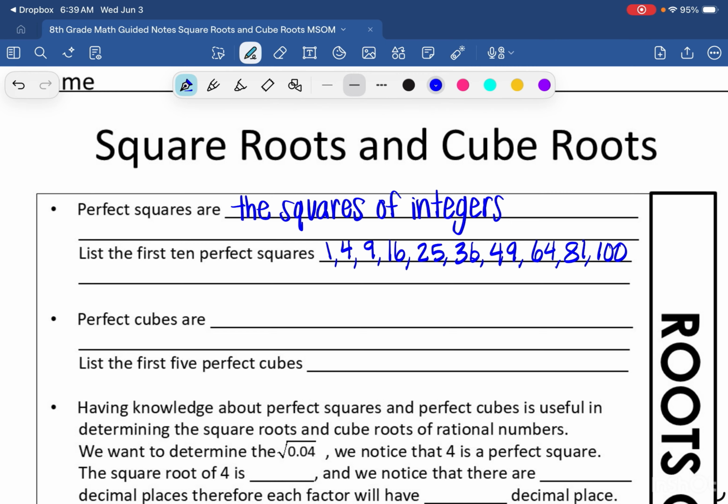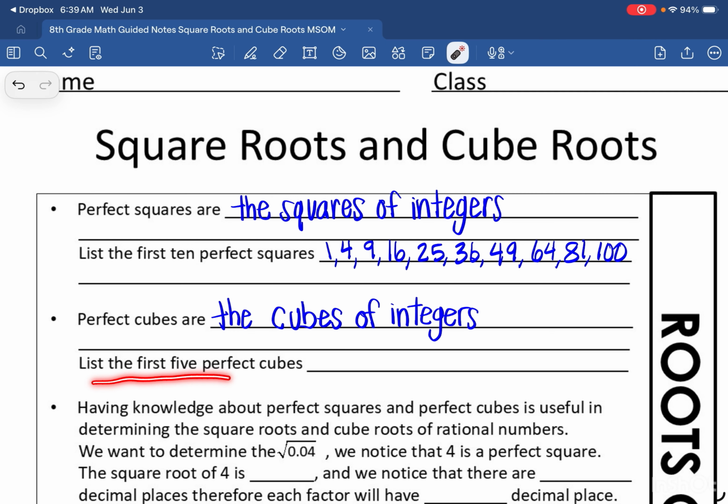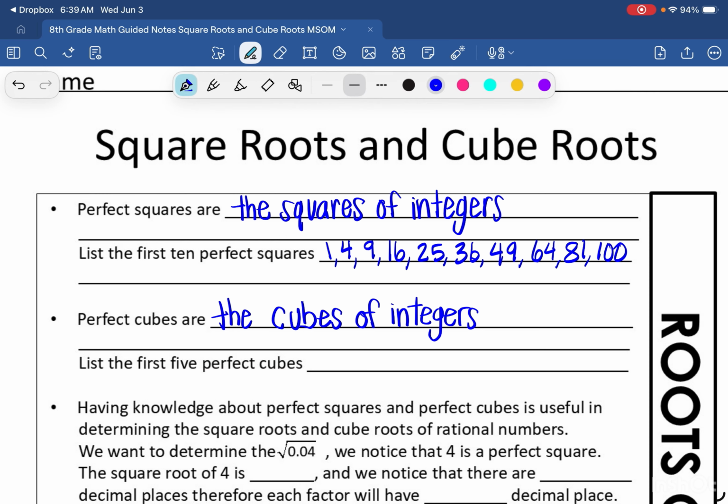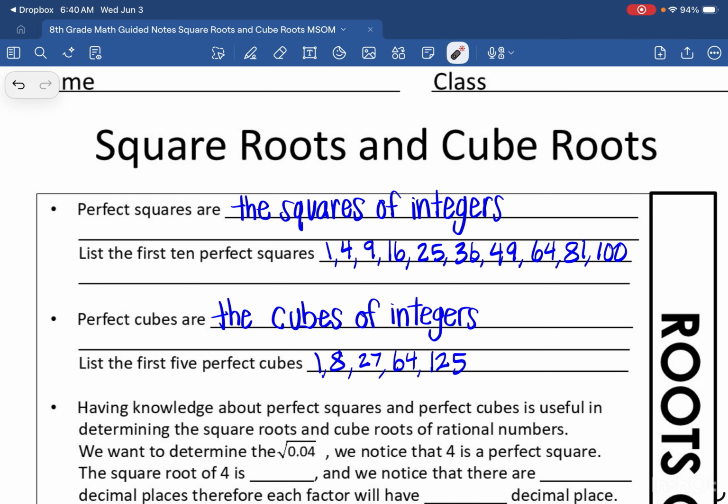Perfect cubes are the cubes of integers. List the first 5 perfect cubes. We have 1 times 1 times 1, which is 1. 2 times 2 times 2, so 2 times 2 is 4, times 2 is 8. 3 times 3, which is 9, times 3, which is 27. 4 times 4 is 16, times 4 again will give me 64. 5 times 5 is 25, times 5 again is 125. These numbers right here are called perfect cubes.